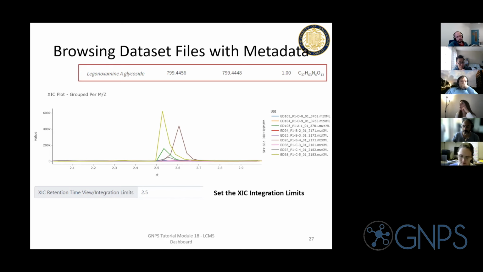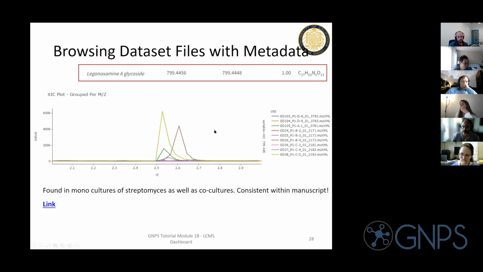Again, we're kind of skimming the surface of features. At the very end, we'll go over some things that I think are cool, just to show you some things you can do, but they don't fit nicely in exploring this data right at the moment. Broadly, as we line these up, ED 103, 104, 105 are the monocultures, and ED 24 through ED 38 are the co-cultures.